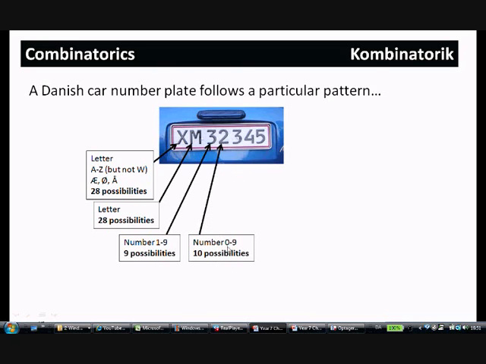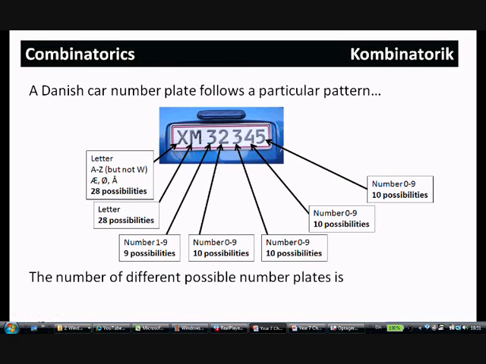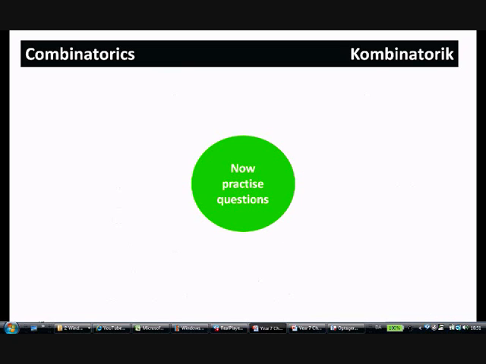Then the next one, well, that can be a 0, so you've got 10 possibilities. 1, 2, 3, 4, 5, 6, 7, 8, 9 and 0. Same thing with the next one, 10 possibilities, and the next one and the next one. So the number of ways you can make a Danish car number plate is all of those multiplied together. 28 times 28 times 9 times 10 times 10 times 10 times 10, and that's 70,560,000. So just write that down. And then there should be some questions from the book to practice.